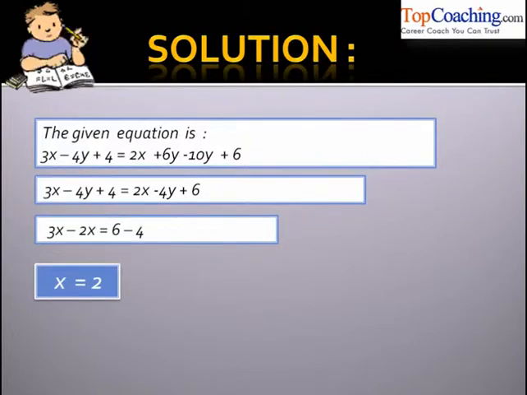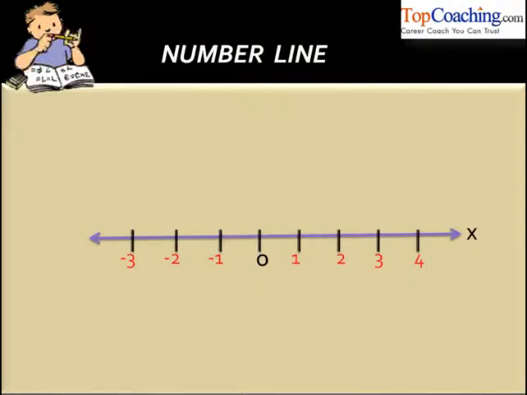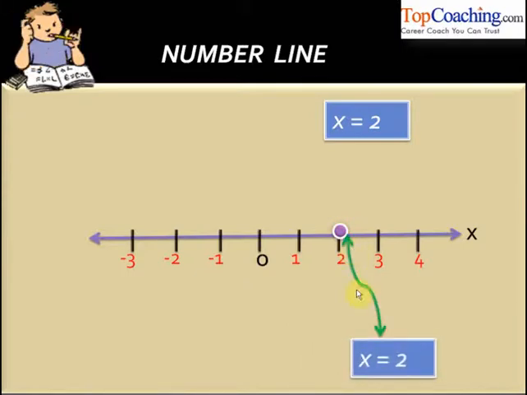So first we have to represent x equal to 2 on the number line. Let us say that this is a number line, this being the 0 of the number line. Numbers on the right side would be positive and numbers on the left hand side would be negative. Now we have to represent x equal to 2. This represents the values of x, and this point actually represents x equal to 2. So on the number line, this is the way to represent x equal to 2.